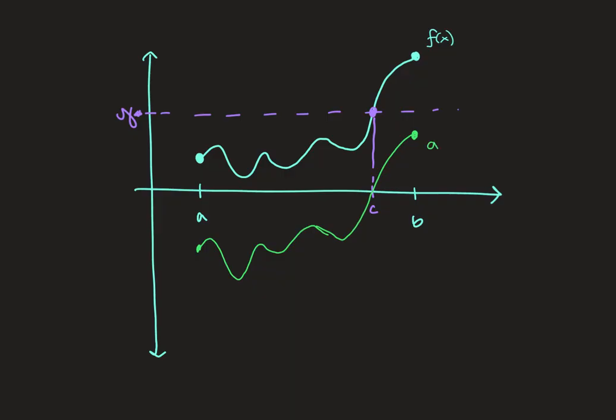So here's my g of x. Let me clean this up a little bit, something like that. Again, this distance between these two should always be y star. That's the difference. So notice this, maybe you can see the motivation. g of b is bigger than 0.